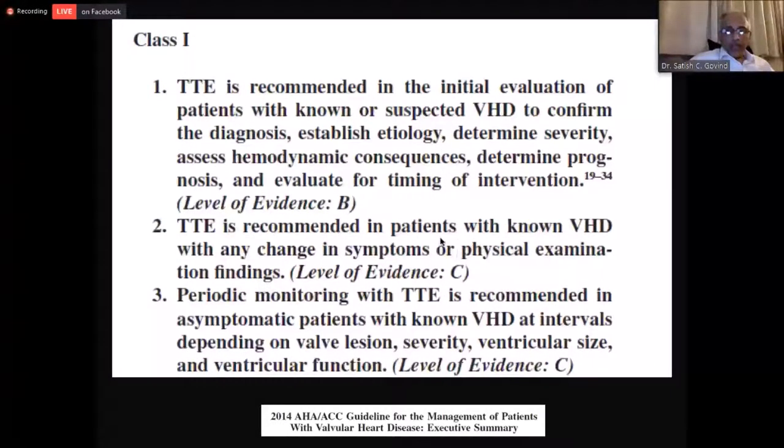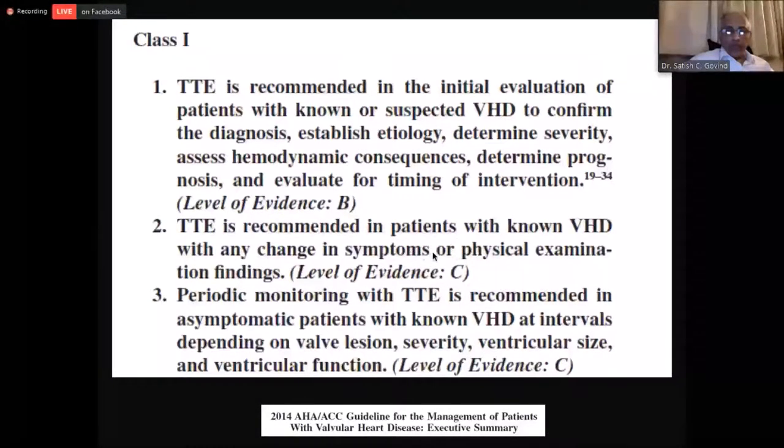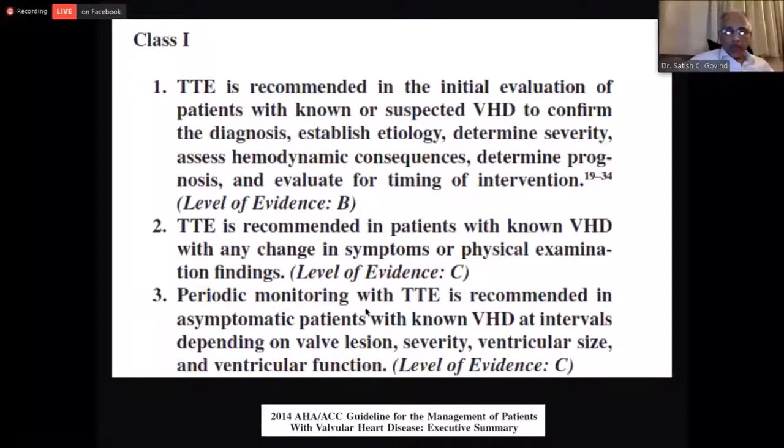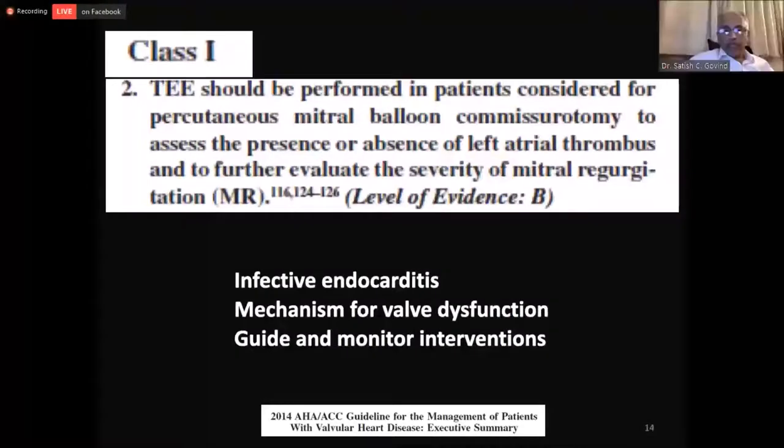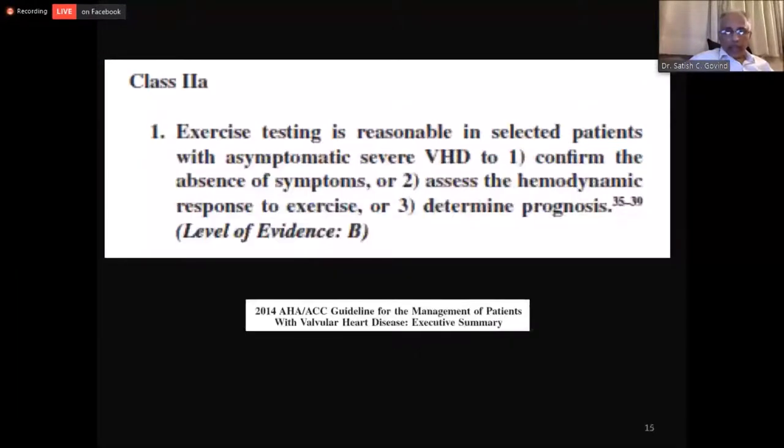Then again, if one has to repeat echo, it is in terms of looking at when there is a change in symptoms or physical examination, or in periodic monitoring of patients, again as per the guidelines. TEE is used in certain scenarios, like especially if you have a mitral stenosis and one is looking at an intervention, looking at thrombus, suspicion of infective endocarditis where the transthoracic echo is not contributing, and then looking at the mechanism for the valve dysfunction, which again TTE is not providing, and then again to guide and monitor interventions.